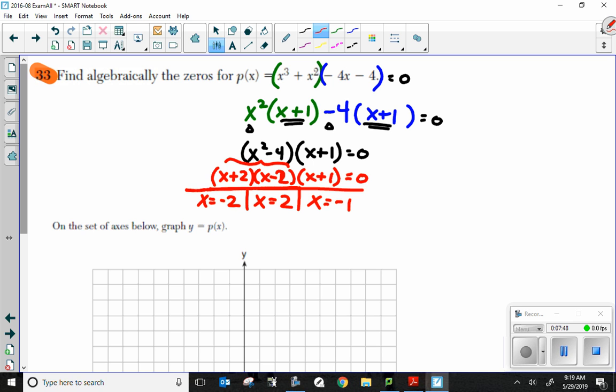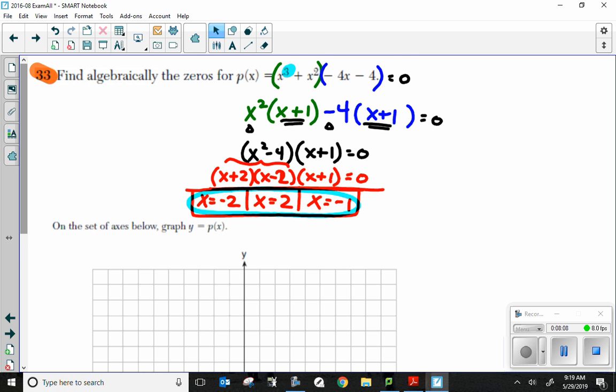Now, think about this for a second. We have a cubic. The degree, or the biggest exponent, my friends, is 3. That should tell me that I should have at most 3 answers. If I came up with 4 answers, I did something wrong. So 3 answers, the degree is 3. I like what I got. That's correct.